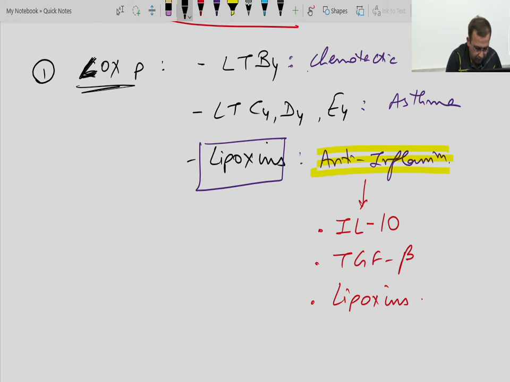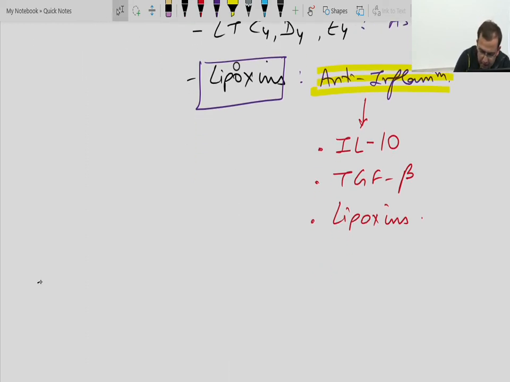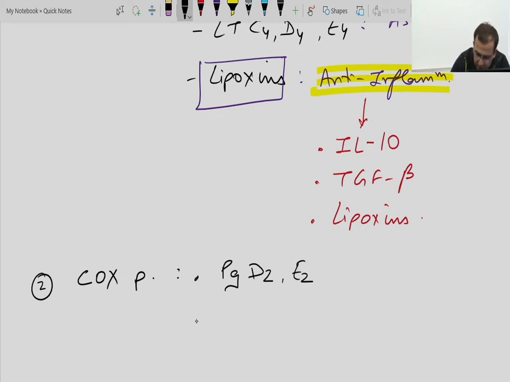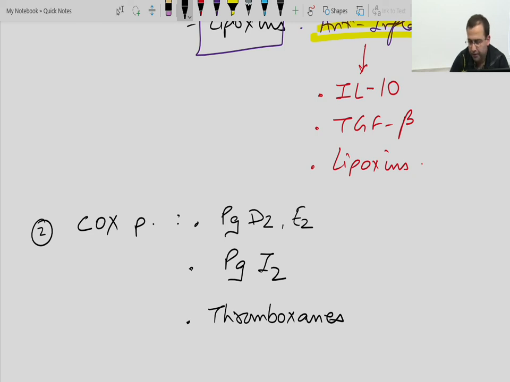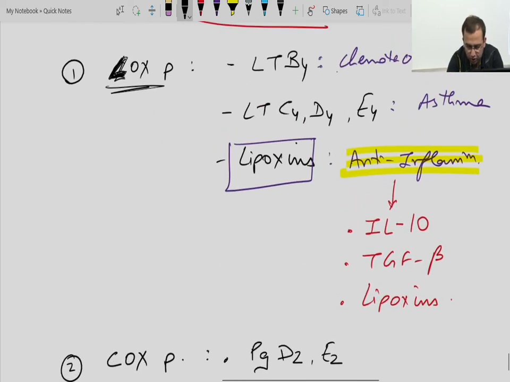The next pathway is the cyclooxygenase pathway, which leads to the formation of prostaglandins, that is PGE2, prostacyclins, that is PGI2, and thromboxanes. The name tells you, thromboxanes.